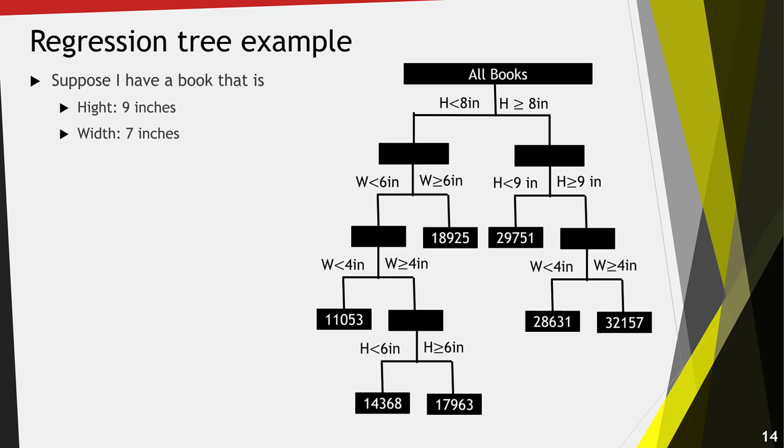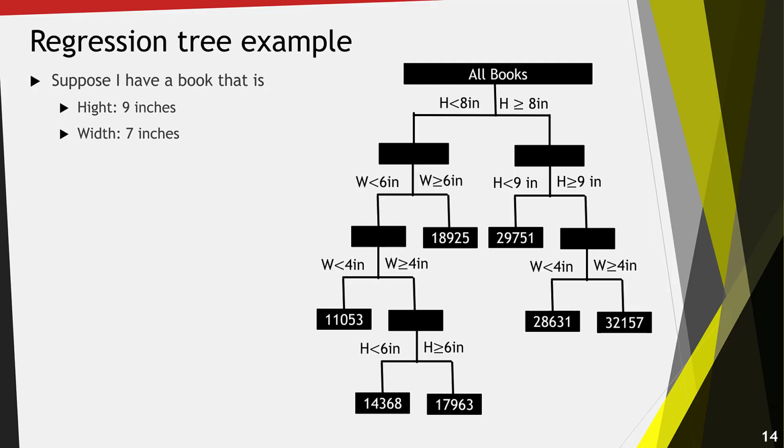Let's look at a slightly more realistic, but still very simple version of what a regression tree might look like. Notice here that not every leaf is the same distance from the top. This is very common in regression trees. Again, each of these splits will be along one of my features, either the height or the width of the book, and the number in each of the terminal leaves is the average value of the label of all observations that fall into that leaf in my training data.